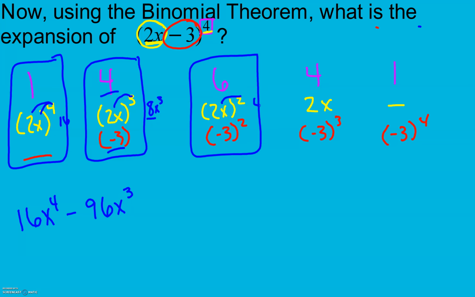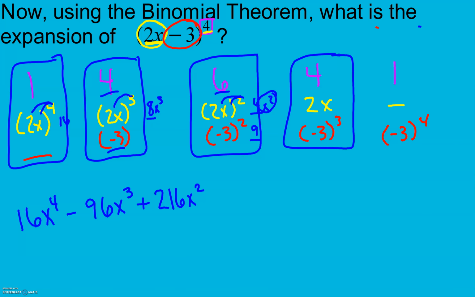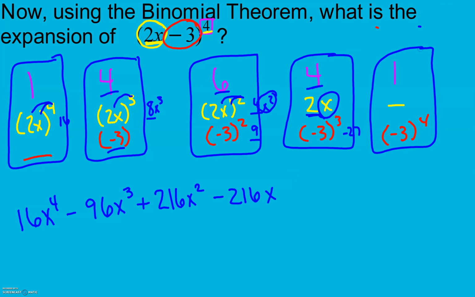Here I take 2 squared and get 4x squared. -3 squared and get 9. So 9 times 4 times 6. It's going to give me 216x squared. Still have that x squared here. -3 cubed is -27 times 2 times 4. It's going to give me -216. Just have one x here. And in my last column, I take -3 to the 4th power, which is 81, times 1, and get +81.